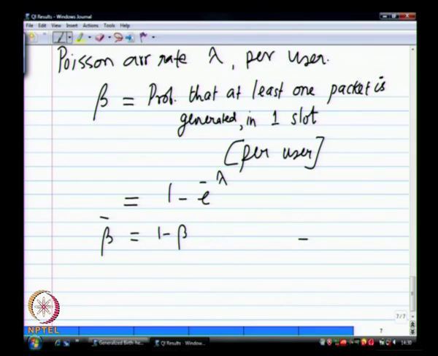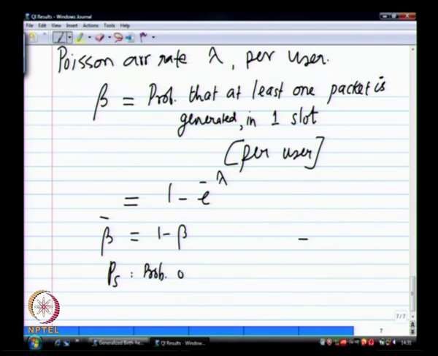So what other parameters do we need to know? Beta is the probability of at least one packet coming. I need to know the probability of success: when I send a packet, what is the probability of success? It can be 1 if there is no other user in the system, but it will be a smaller number if there are several users. If there are n users competing, the probability that I will succeed will actually be a binomial. We will come to that later.